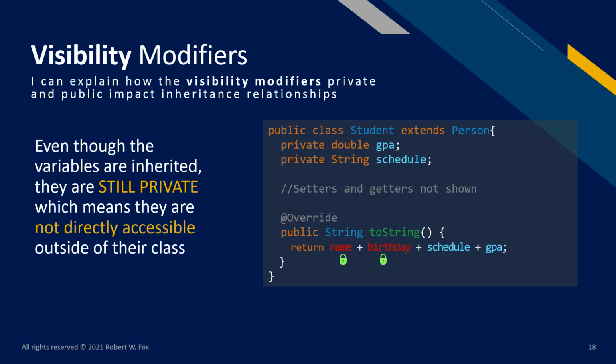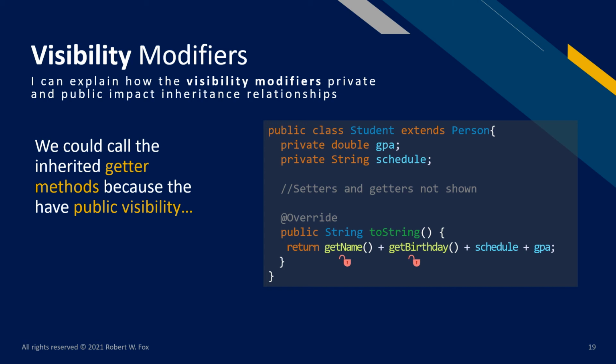Unfortunately, this doesn't work. And the reason it doesn't work is that even though the variables are inherited, name and birthday, they are still private. And because they're private, they're still not directly accessible outside of their class. We have inheritance, we're inheriting values, but encapsulation, the idea of protecting the instance variables of a class, is still a thing, and it's still going to be enforced. So this isn't going to work at all.